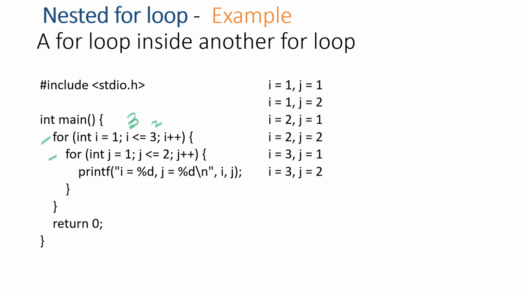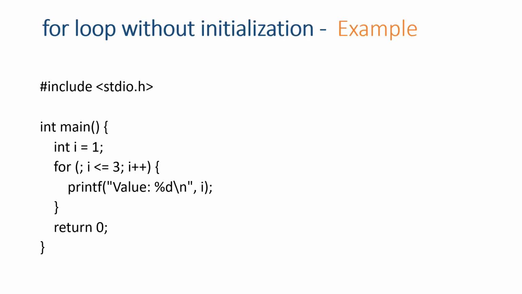and the second time you will get 1 2, and then the third time 2 1, the fourth time 2 2, the fifth time 3 1, and the sixth time 3 2. So totally 3 into 2, 6 looping operations happen here, and you can see the output for this nested for loop case.